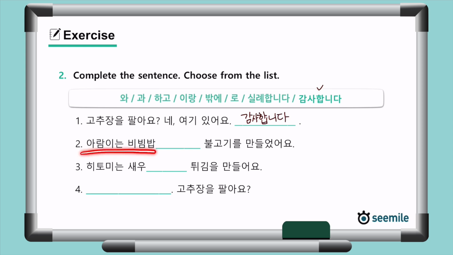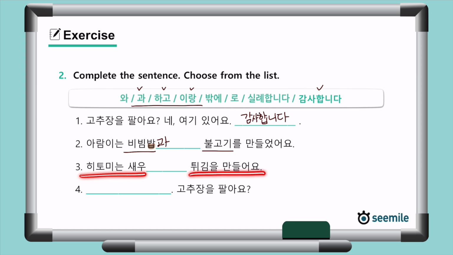Number 2. 아람이는 비빔밥, 불고기를 만들었어요. Bibimbap and bulgogi are some traditional Korean foods, and we can assume that the speaker wants to say that Aram made bibimbap and bulgogi. Bibimbap ends in a consonant, so 과 or 이랑 or 하고 can be used afterward. Either of them can be the answer. Personally, I'll just choose 과. 아람이는 비빔밥과 불고기를 만들었어요.